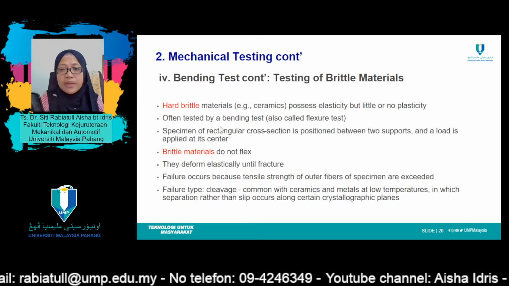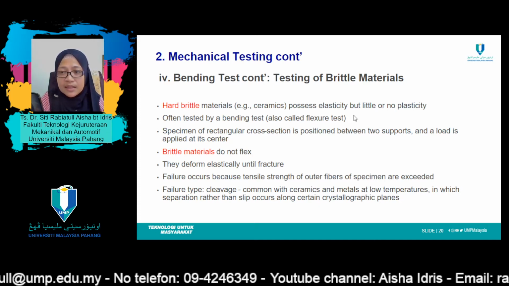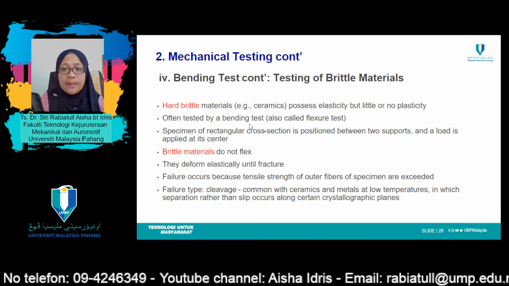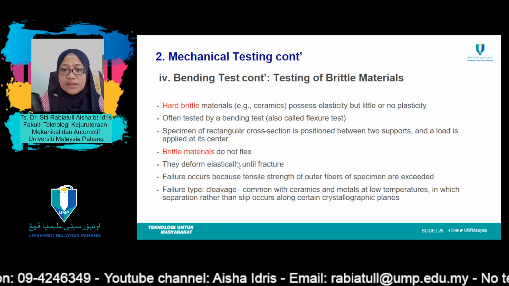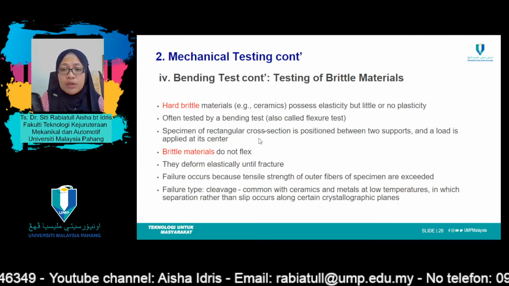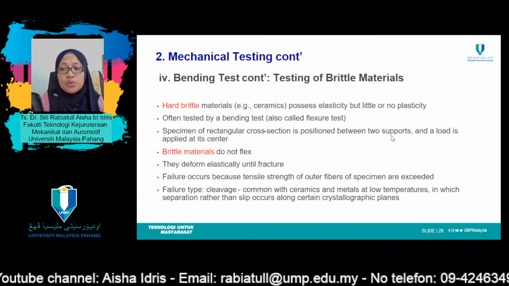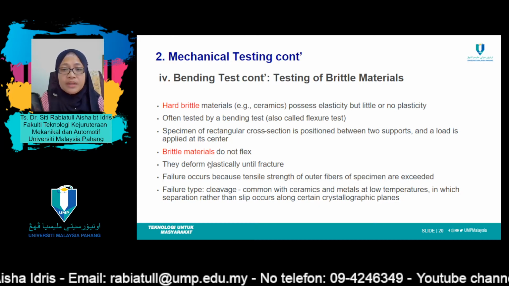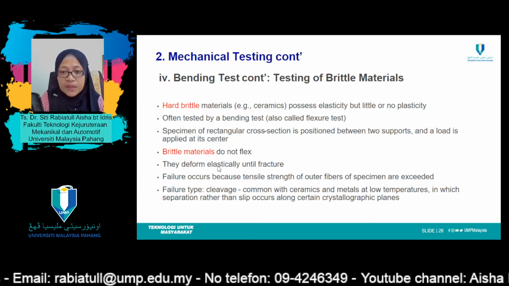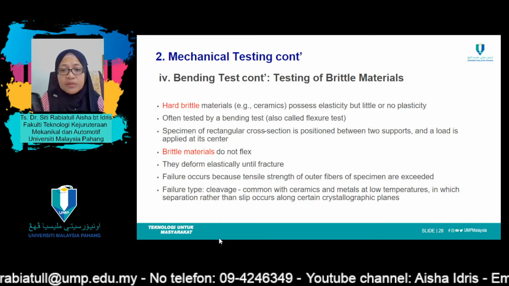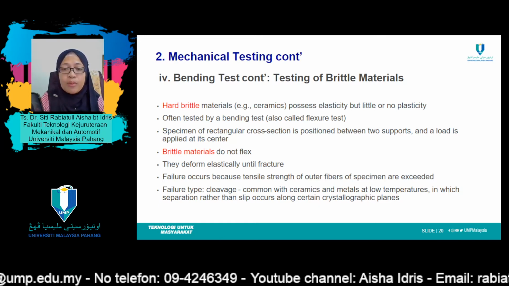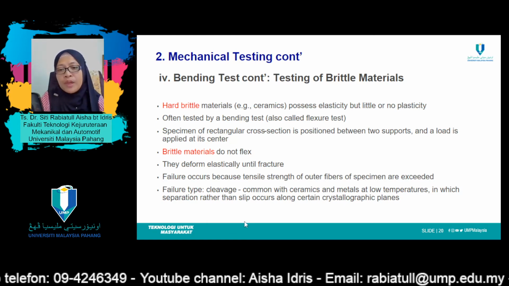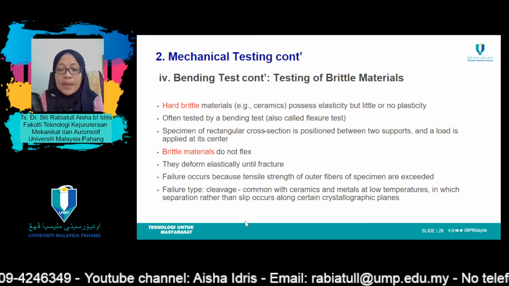In a bending test, a hard material possesses elasticity but little or normally no plasticity. It is often tested by a bending test, also called a flexure test. A specimen of rectangular cross section, as just shown, is positioned between two supports and a load is applied at its center. Whereas brittle materials do not flex, they deform elastically until fracture, so there is no elongation for brittle materials. For failure type, you may find cleavage at the surface texture of the specimen itself.